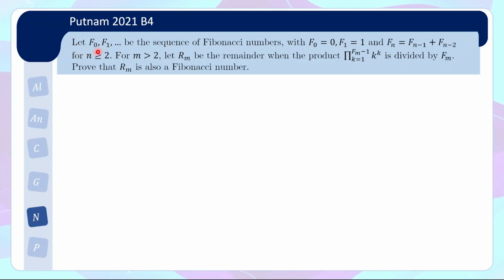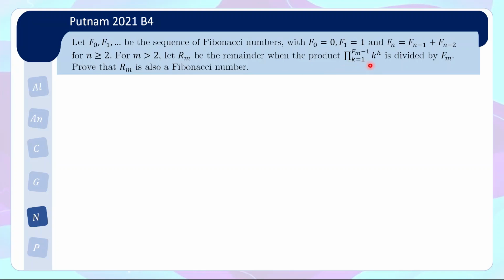So here we have F0, F1, etc., the sequence of Fibonacci numbers. F0 equals 0, F1 equals 1, and so on. Now for m larger than 2, we let Rm be the remainder when this weird looking product is divided by Fm. Prove that Rm is also a Fibonacci number.